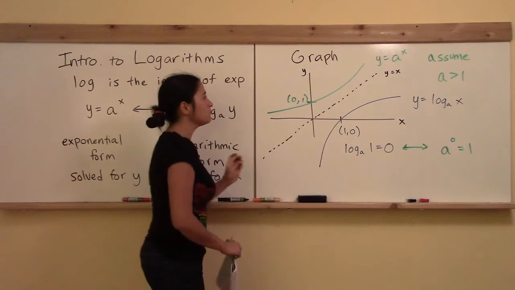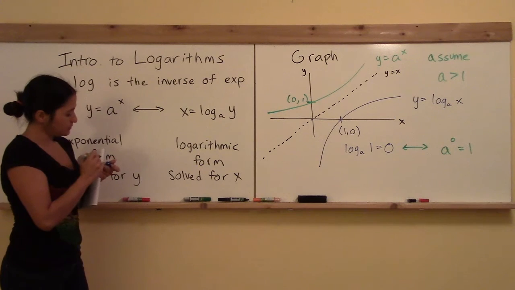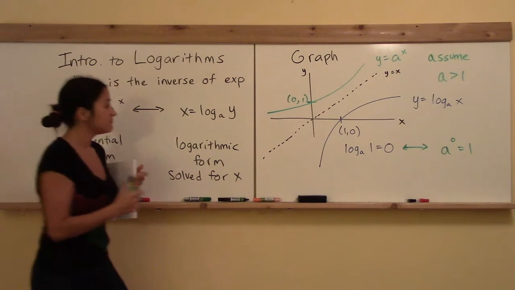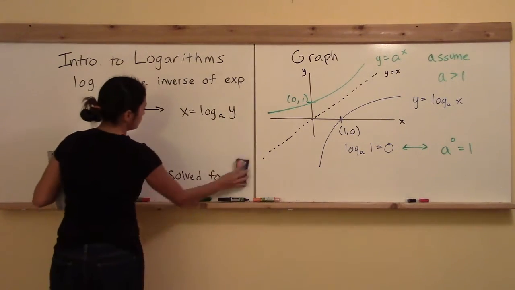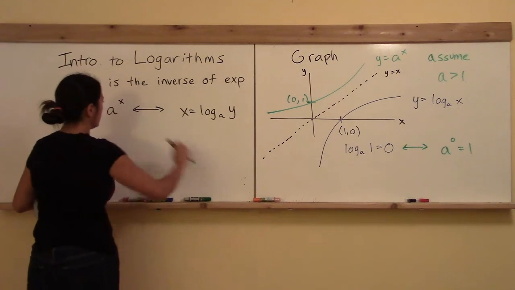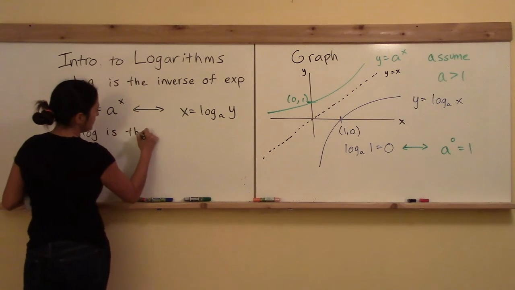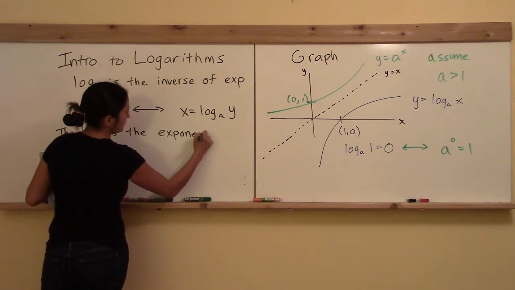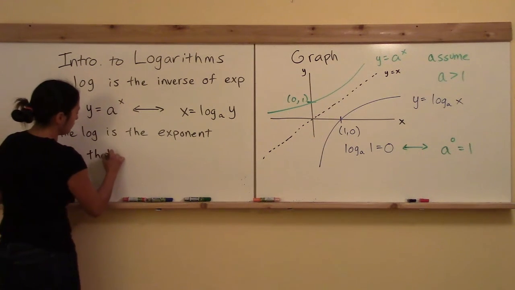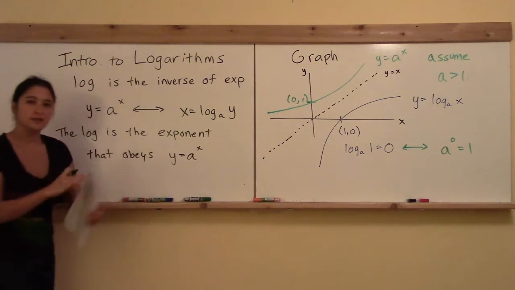The logarithm is the inverse of the exponential function. And one thing that you can think about to help you understand logarithms is that the logarithm is in fact an exponent. The logarithm itself is an exponent. Okay, so I'm going to write that underneath here. The logarithm is the exponent, the value of the exponent x that obeys the statement that y is equal to a to the x. Okay?